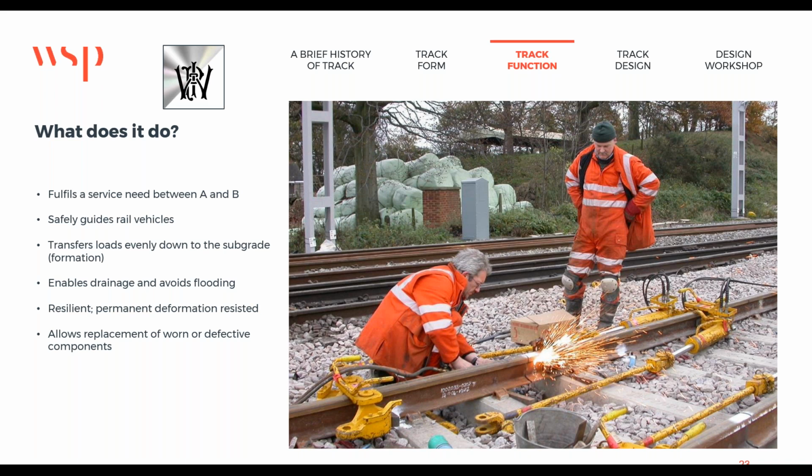So when your rails wear, you want to be able to change the rails without changing the ballast bed. When the ballast's dirty, you want to be able to clean the ballast without changing the rails or the sleepers, and so on. Effective track systems allow individual components to be replaced as they reach the end of their service life. For example, and depending on service conditions, ballast will typically last between 15 and 20 years, rails may last up to 50 years, and sleepers have a typical life of 60 years.